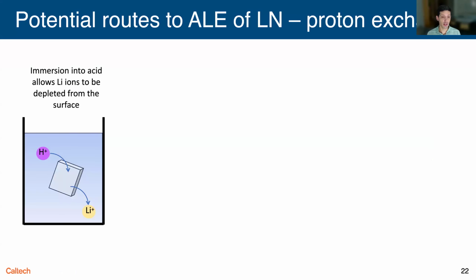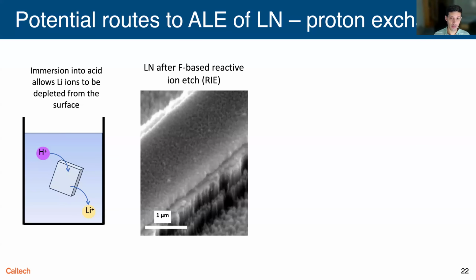All right, so that motivates the need for ALE of lithium niobate. The first approach I'm going to talk about is motivated by something that's been known in the lithium niobate field for a long time, which is called proton exchange. And the idea is that the challenge with lithium niobate etching is the formation of involatile salts like lithium fluoride. With proton exchange, you essentially put your chip in acid and let the hydrogen replace the lithium on the crystal lattice. And then you have a surface that's depleted in lithium.